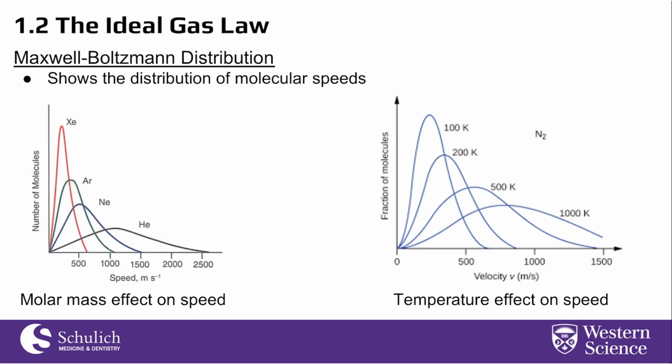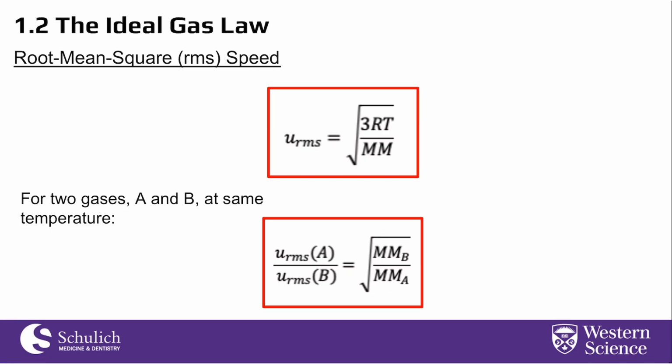So for a Maxwell-Boltzmann distribution, this theory shows the distribution of molecular speeds. So on the left here, we see that molar mass affects speed. And then on the right here, we see the effect that temperature has on speed. So for root mean square speed, this is the equation. And for two gases, A and B at the same temperature, you can use this equation. You don't need to account for the ideal gas constant or the temperature there.